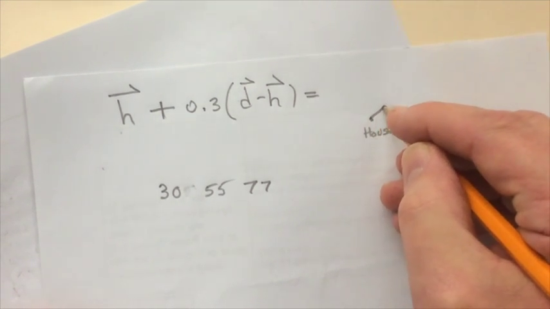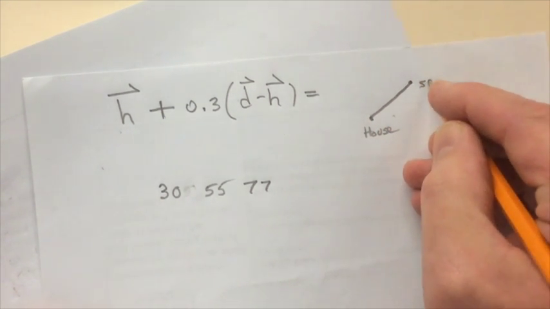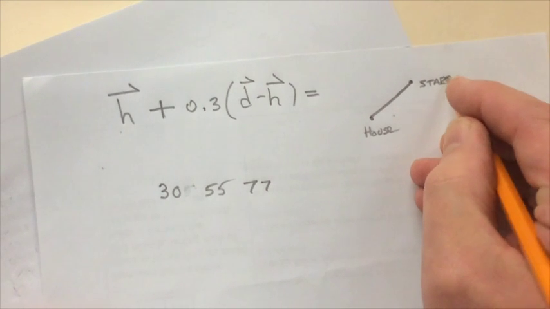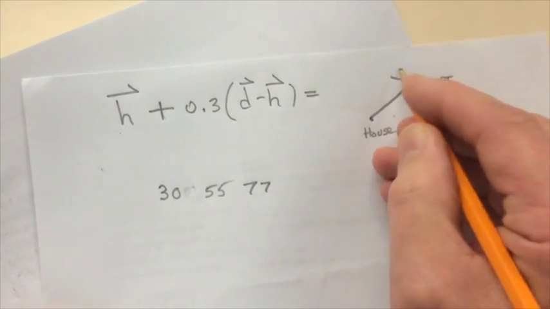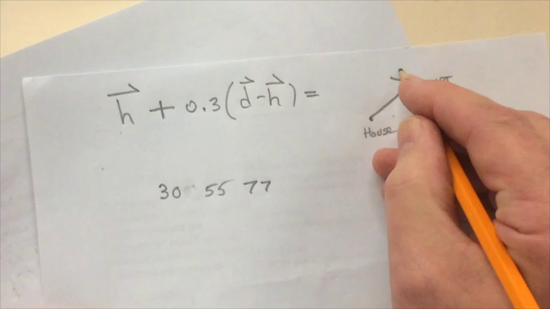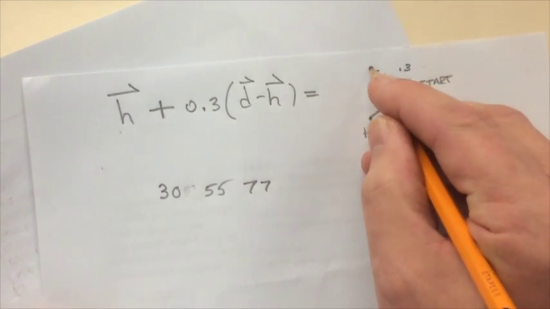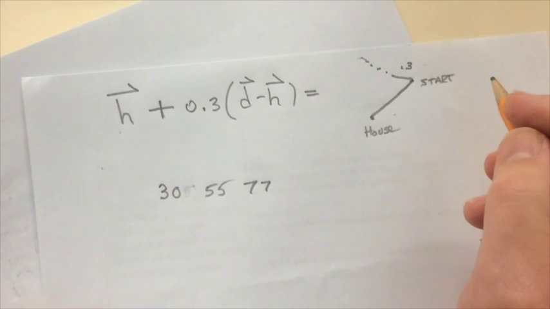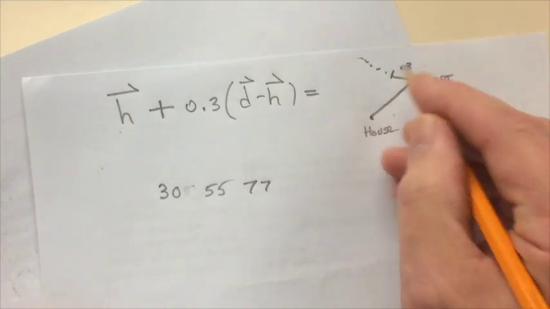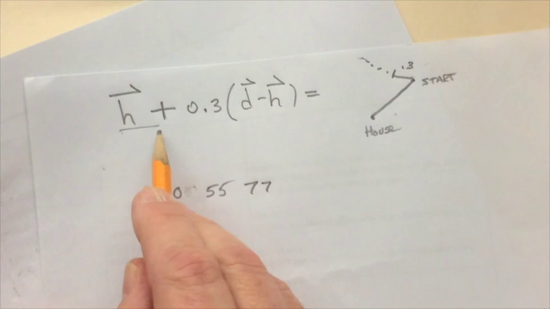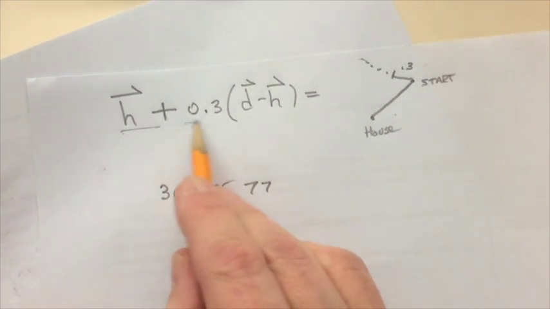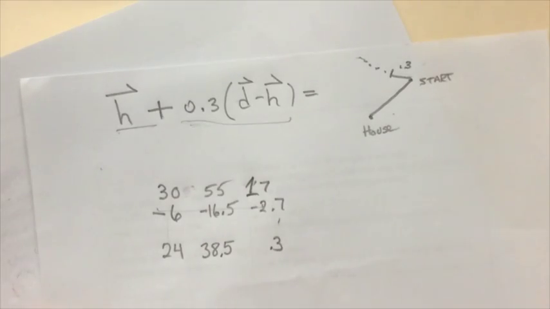Why? Well, this is what it looks like. From the house to the starting point where the message started, and then it gets 0.3 of the direction that it's going. Well, that is 2 vectors added together. So we do that in order to get the position of the message. And there are the components.